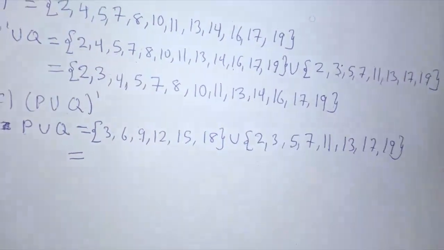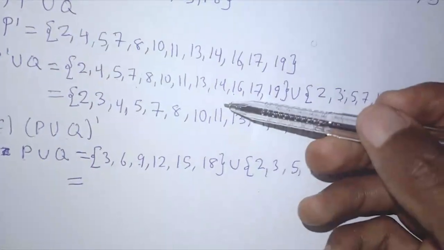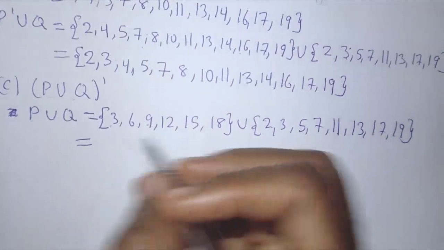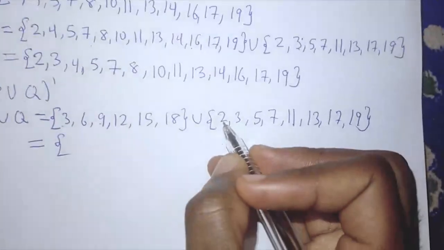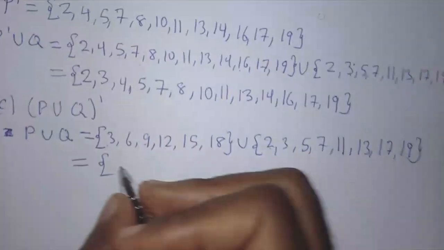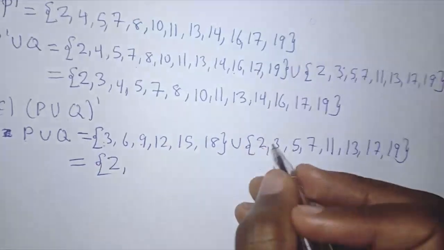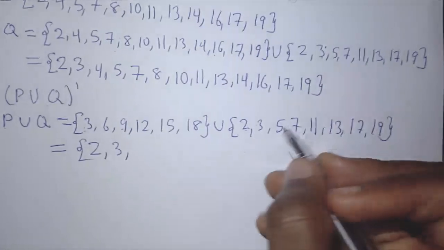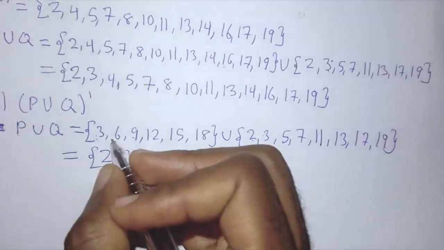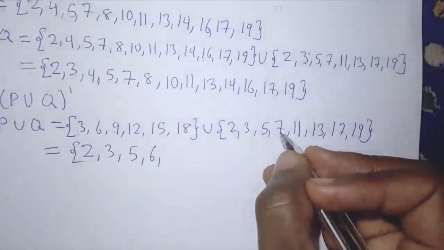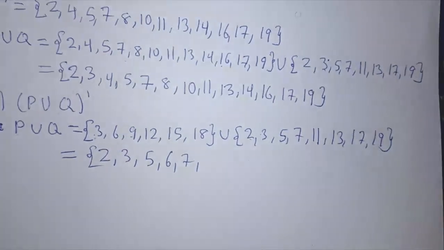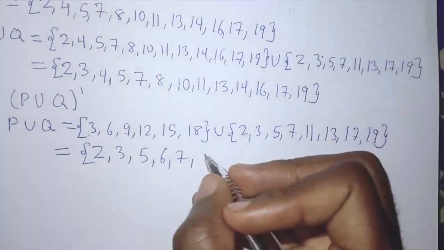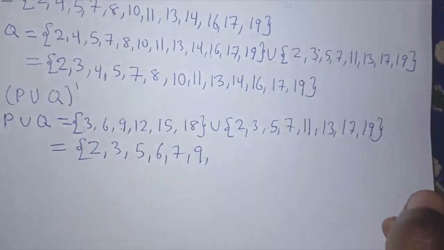Remember, we have union here. That is the same thing we just did up here. So P union Q, you merge the elements in the two of them. 2 is here, so it doesn't matter if it is in the other one, write 2. 3 is in both, write it once, 3. Neither of them has 4, you don't write 4. 5 is here, 5. 6 is here, 6. 7 is here, 7. 8, none of them has it, so you skip it. 9 is here, 9. 10, none of them has it.